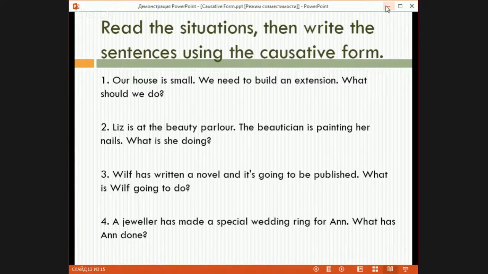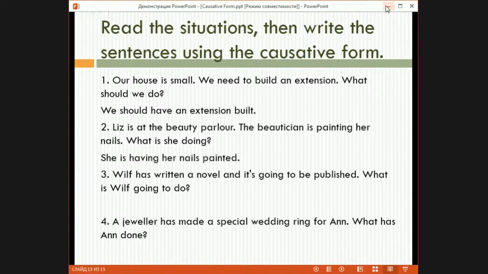The next one, we have here the situation. We need to rewrite them. Our house is small. We need to build an extension. What should we do? We should have an extension built. Liz at the beauty parlor. The beautician is painting her nails. What is she doing? She is having her nails painted.